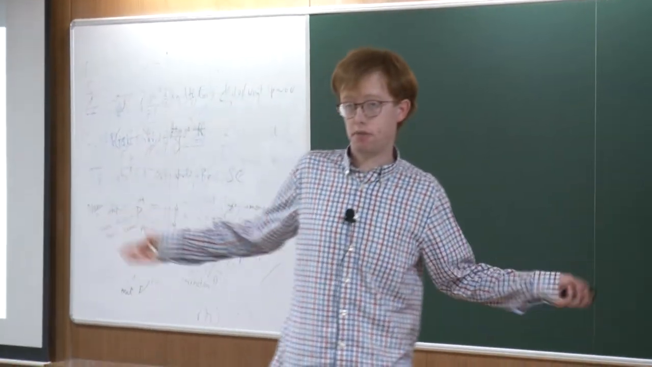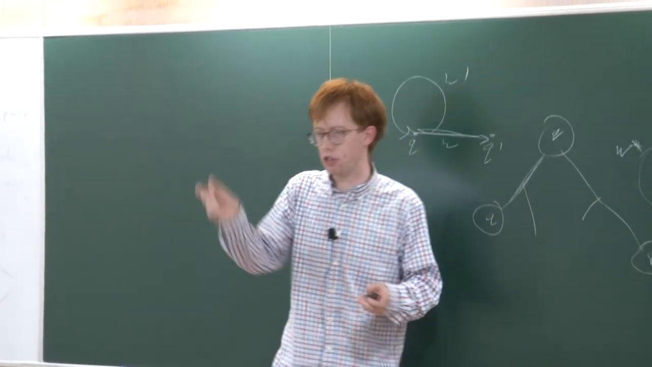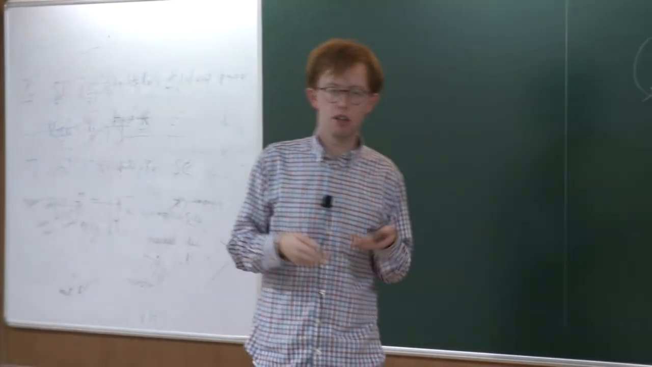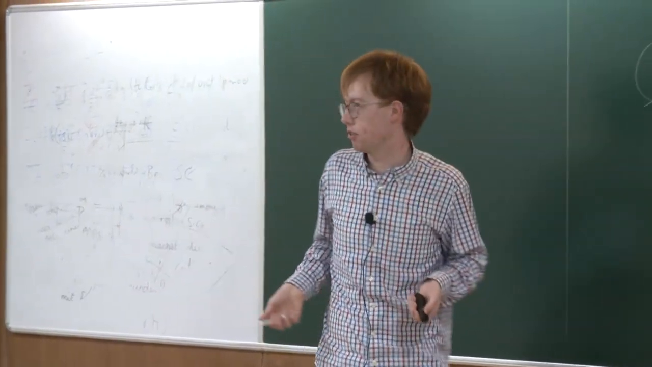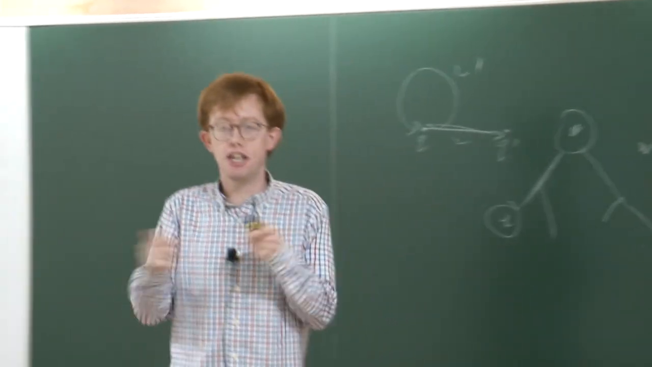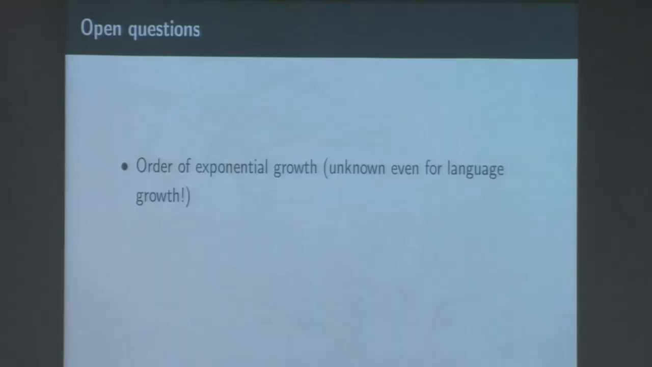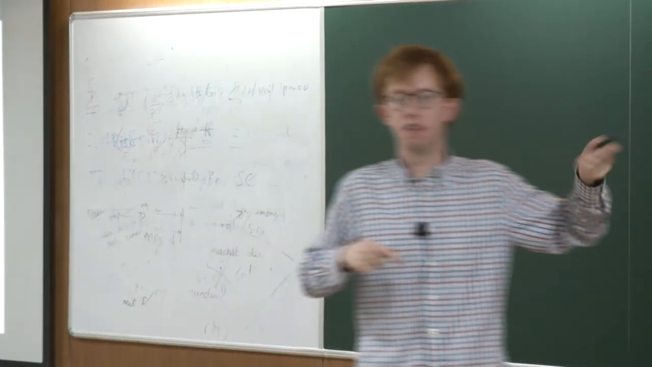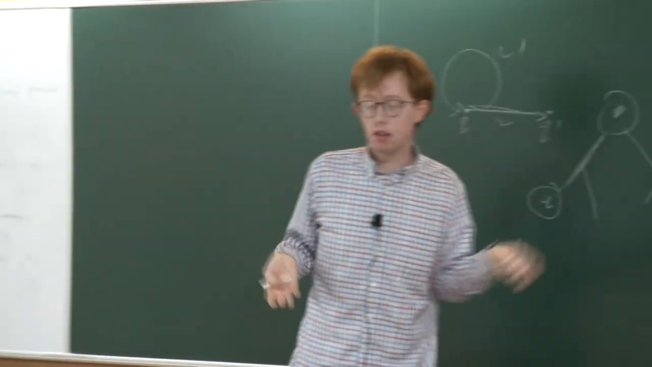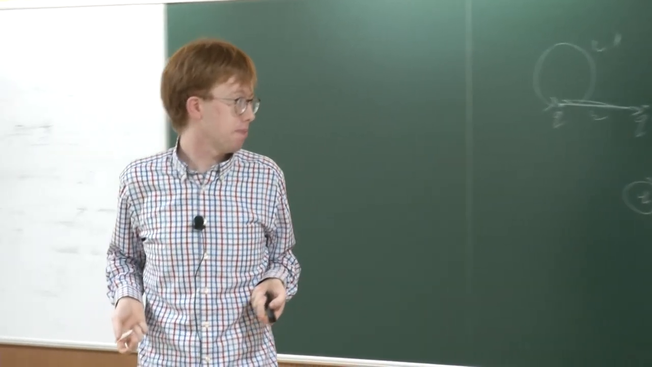For a DFA, it's kind of easy. You just look at the transition matrix, and the biggest eigenvalue of that controls the rate of exponential growth. But for an NFA, that just tells you the number of accepting runs. Language growth is known for DFA, but isn't known for NFA. And it's also not clear how to use that idea for DFA to find the order of exponential antichain growth for DFA. So that's also an open problem.